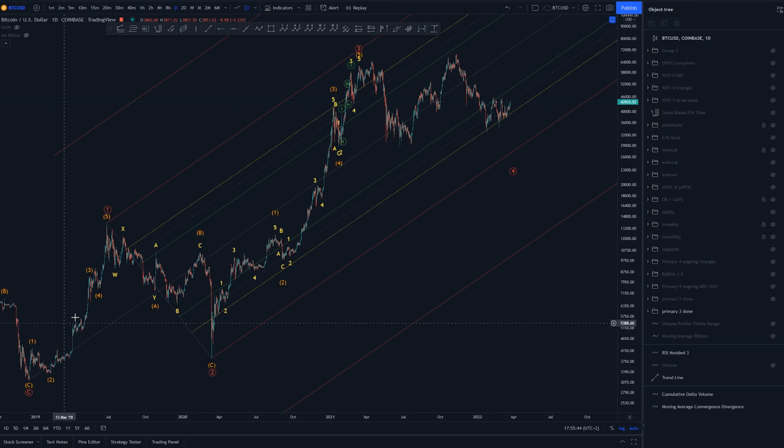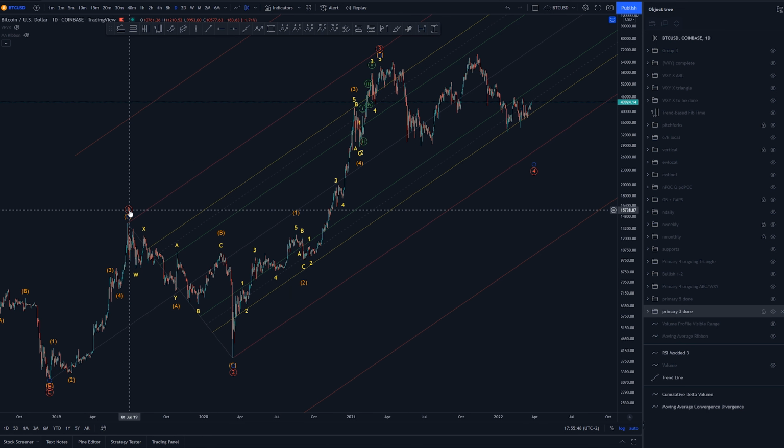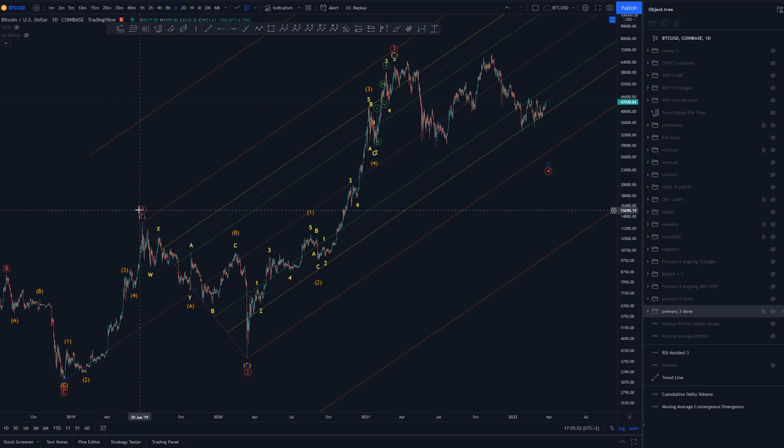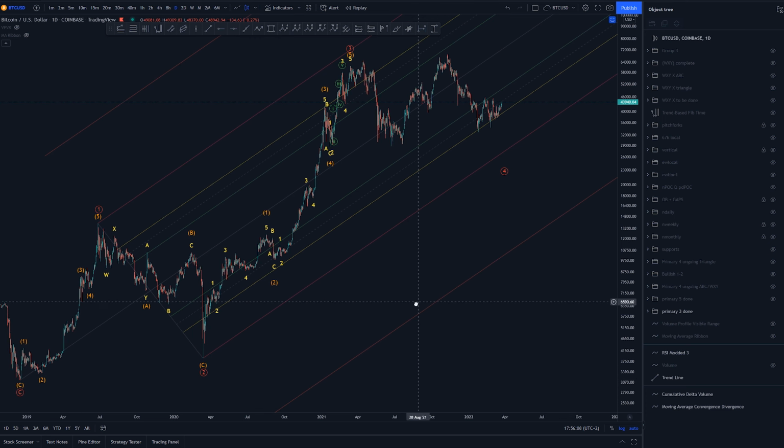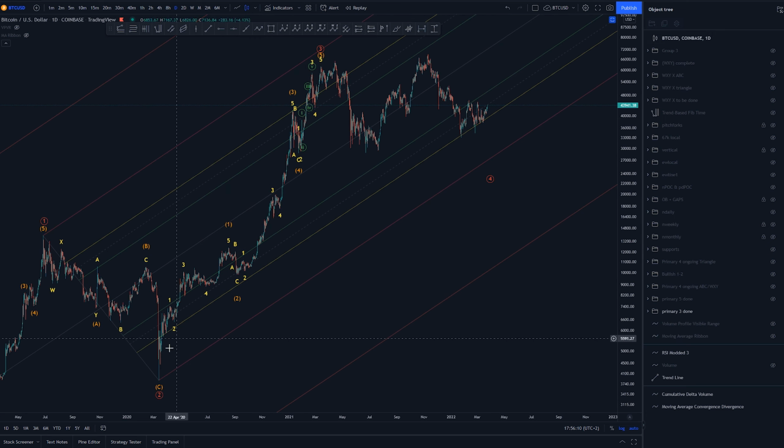Again, going over this fast is 1, 2, 3, 4, 5 and 2. I think I had this on a different degree though, but I'm now more shifted to that this is actually primary degree instead of the intermediary. So just to note that. Again, on 1 then 2 with the ABC, then another impulse wave up with 1, 2, 3, 4, 5.